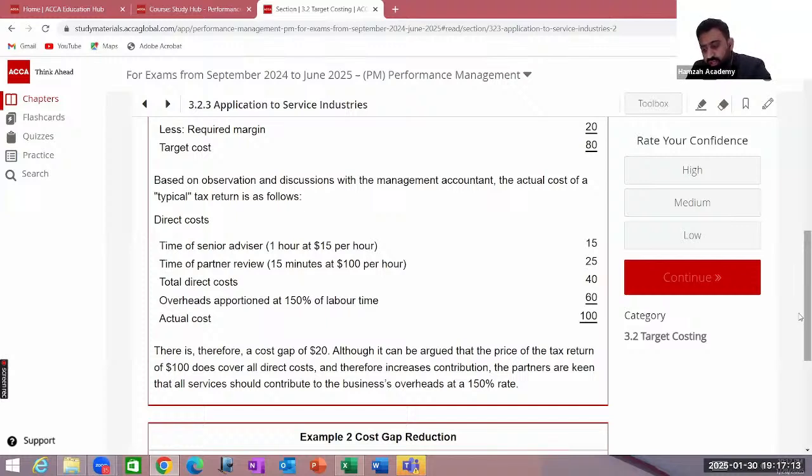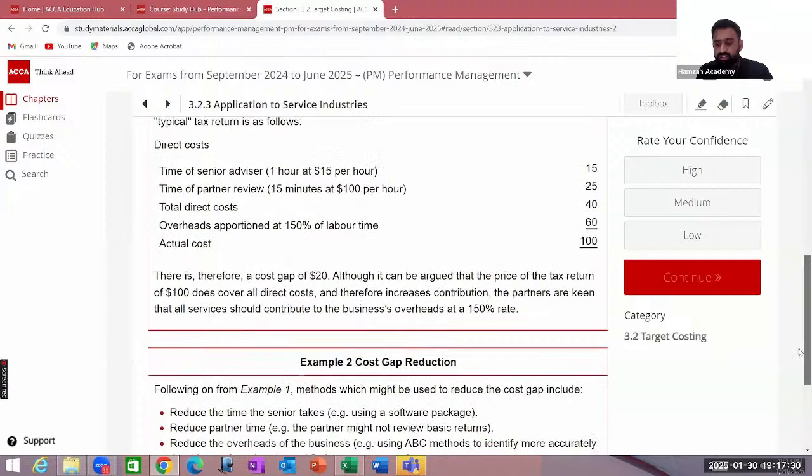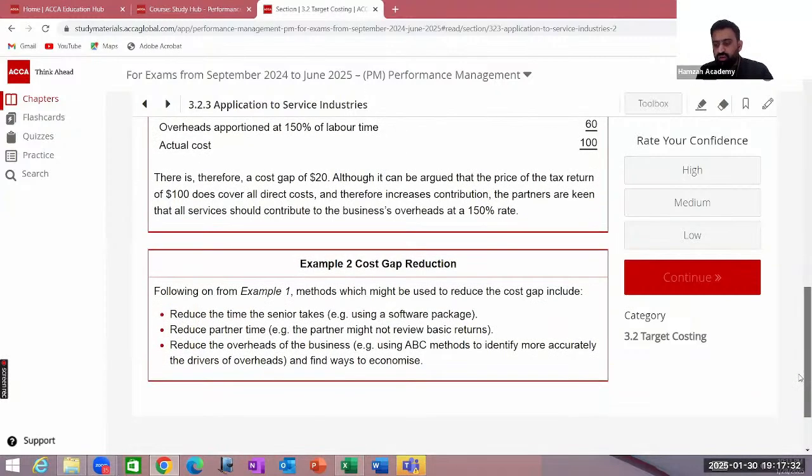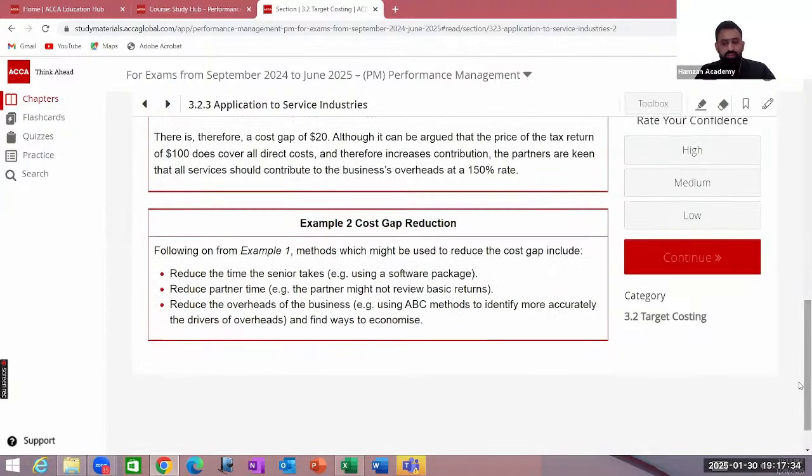Although it can be argued that the price of a tax return of 100 does cover all direct costs and therefore increases contribution, the partners are keen that all services should contribute to the business overhead at 120% of the rate. So it would be an application of a target cost. Now you have to reduce the cost gap. Now, how can you reduce the cost gap?